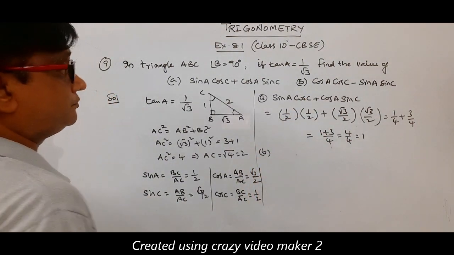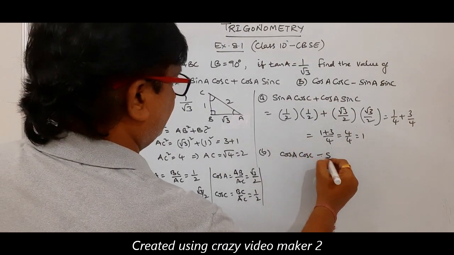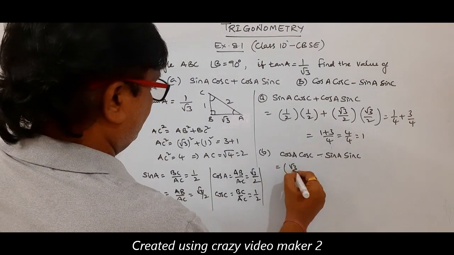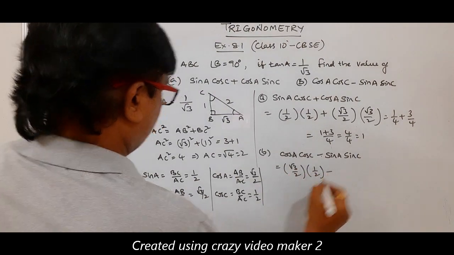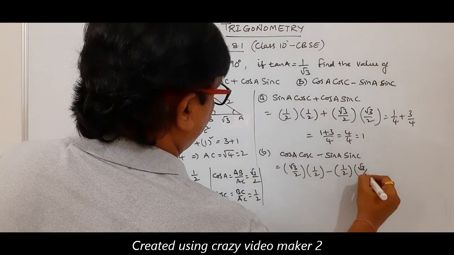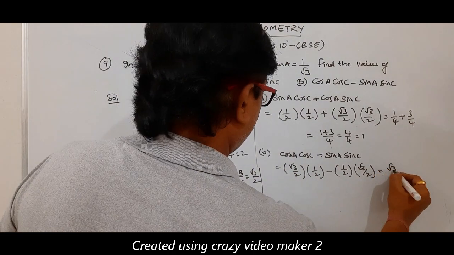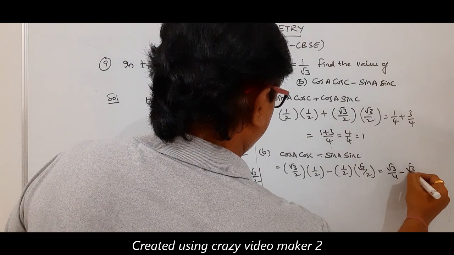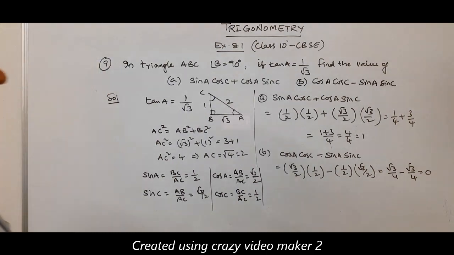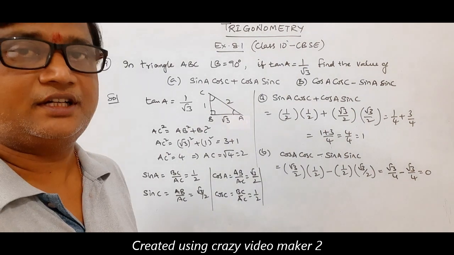What is B now? Cos A cos C minus sin A sin C. Cos A is root 3 by 2, cos C is 1 by 2, sin A is 1 by 2, sin C is root 3 by 2. Now root 3 by 4 minus root 3 by 4, that is 0.